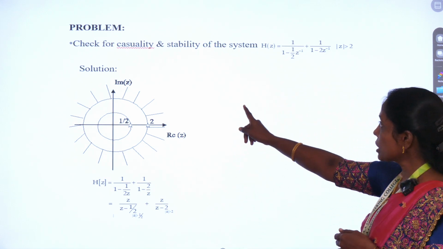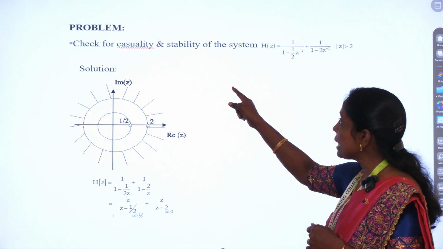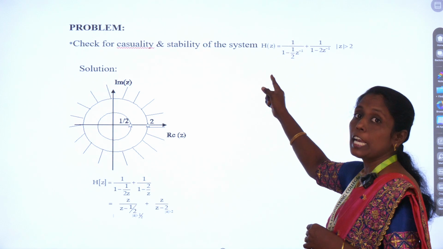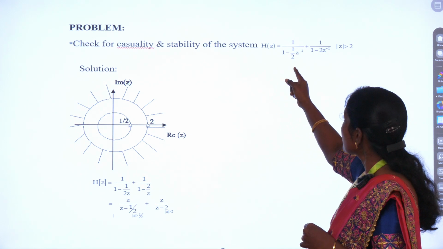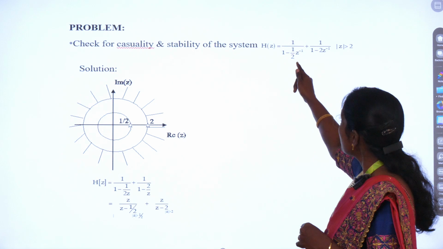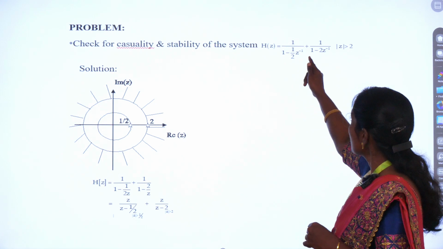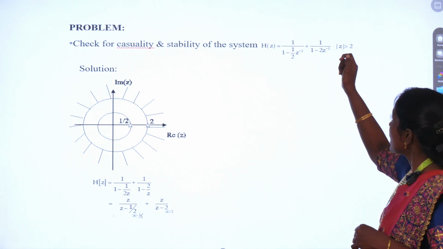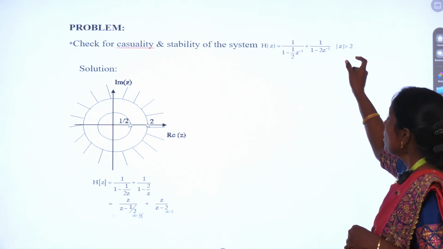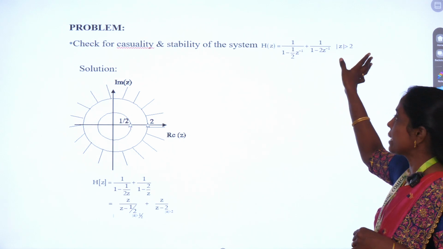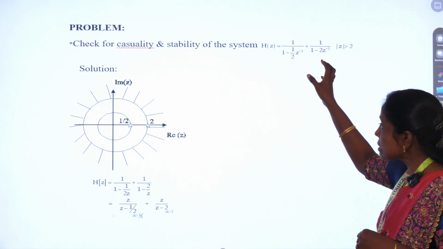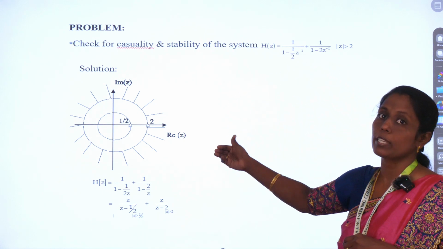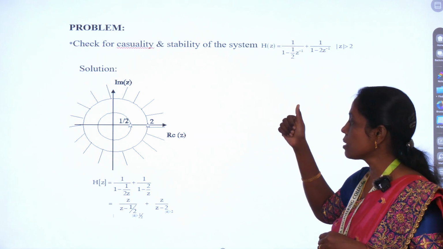So take down this question. Check for causality and stability of the system, where the system function h of z is represented as 1 divided by 1 minus 1 by 2 into z inverse plus 1 divided by 1 minus 2 into z inverse, provided that mod z is greater than 0. Okay, so let us see how to solve this problem. First I will tell the steps, and then we will solve it.